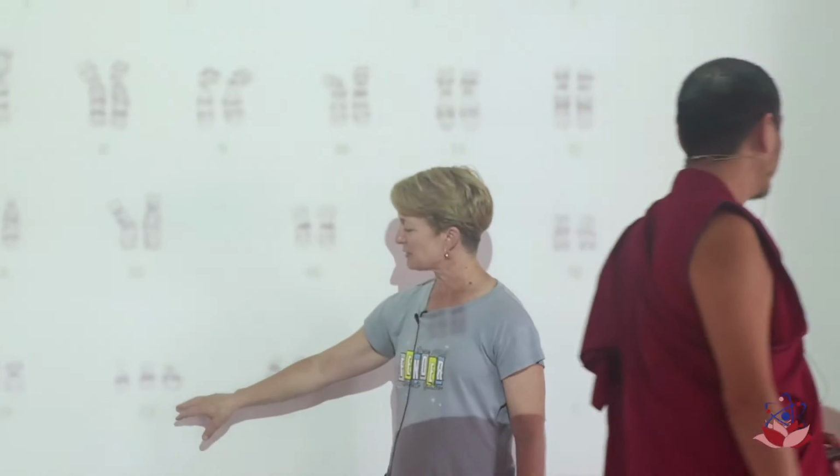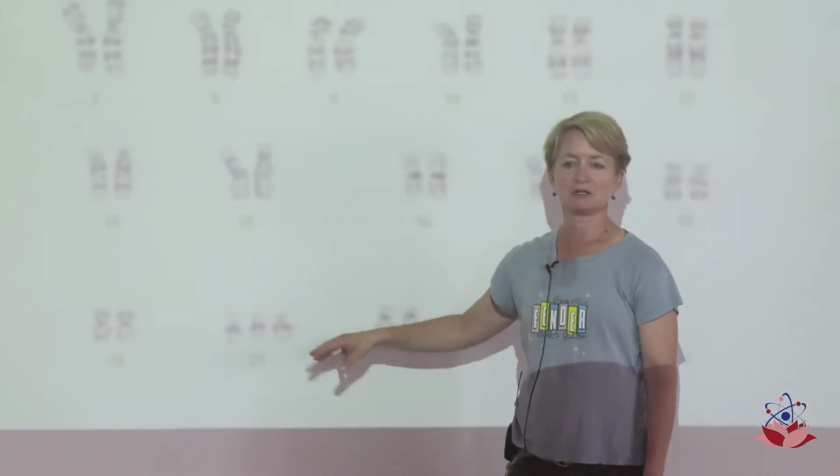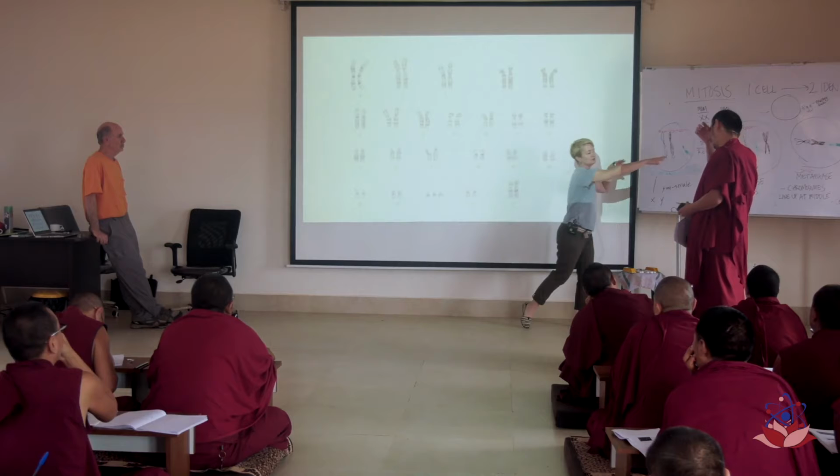So this is an example of the kind of mistake that can happen when the chromosomes don't move properly during cell division.